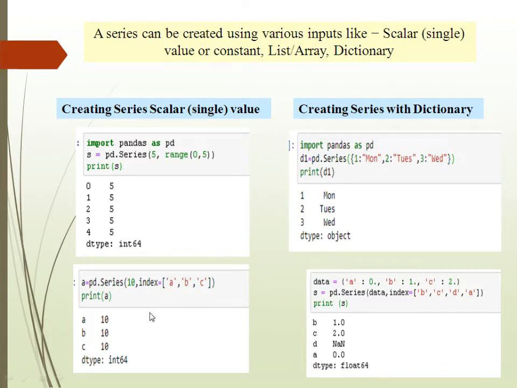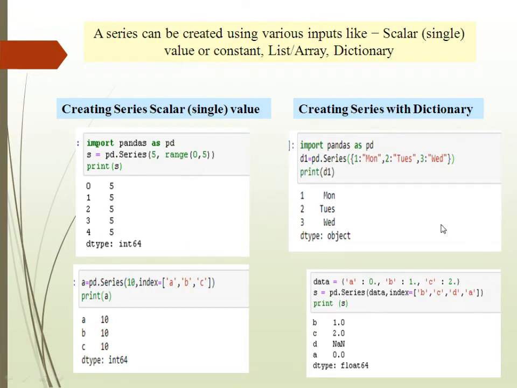Next, if I use index as a parameter here, how will I write? A equals pd.Series, again 10, I want to insert 10 in A, B and C. So 10 comma index, the index numbers A, B, C, and the values are 10. Clear? So this part is about creating series from scalar values only.